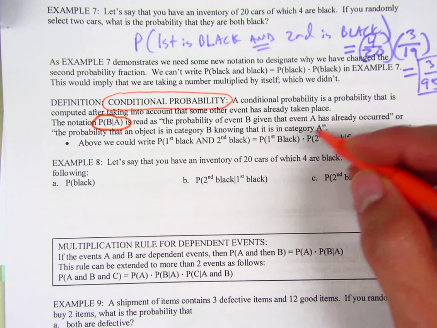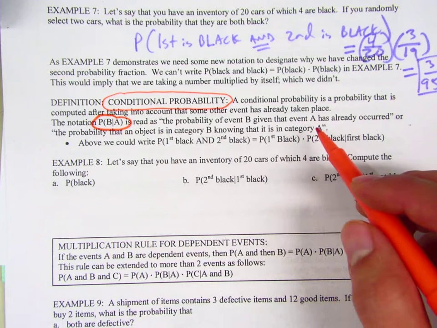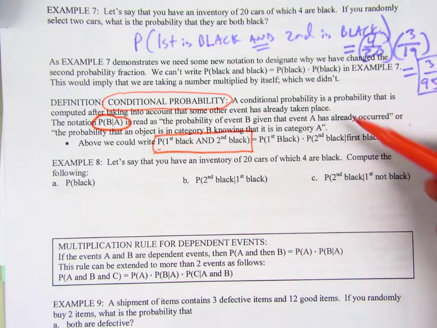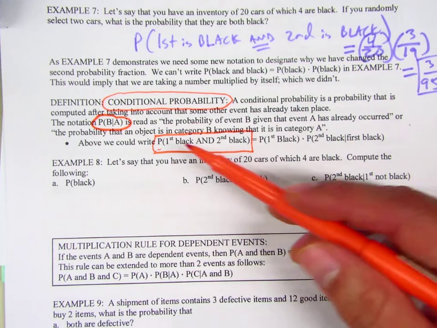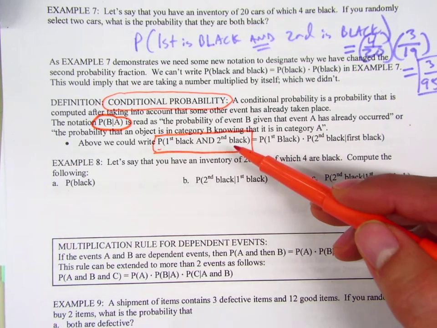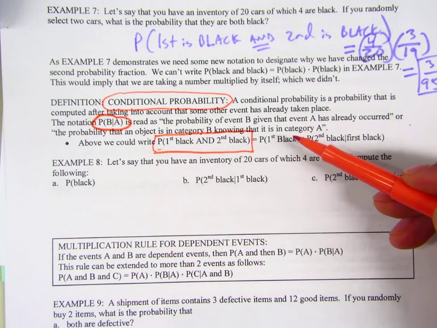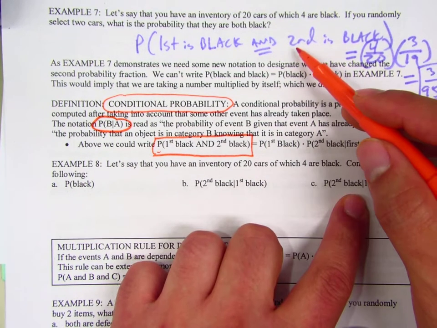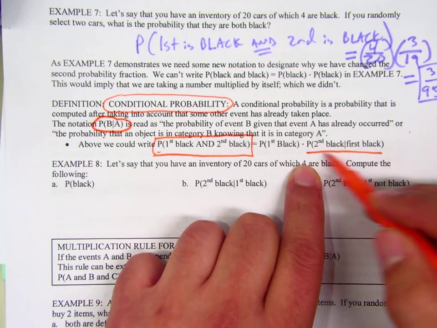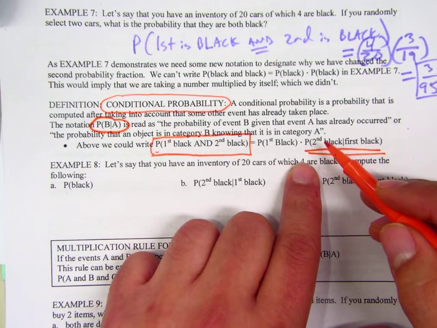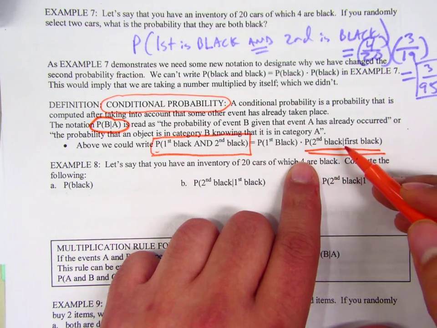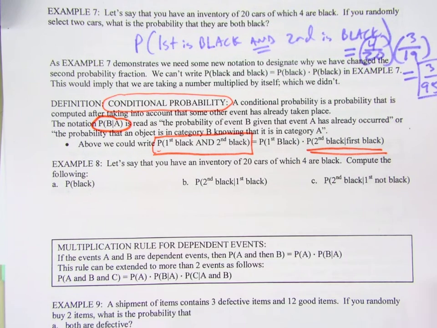For example, we could rewrite this exact calculation that we did up here, the probability of the first one being a black car and the second one being a black car, could be written as the probability that the first one is black, which is 4 out of 20. And then right here, when I said the second is black, really what we're doing is we're finding the probability that the second is black, but we're assuming that the first one we chose was black. Does that make sense? So that's a different way of writing it. You don't need to do it that way, but it's good to know that that's what that means.